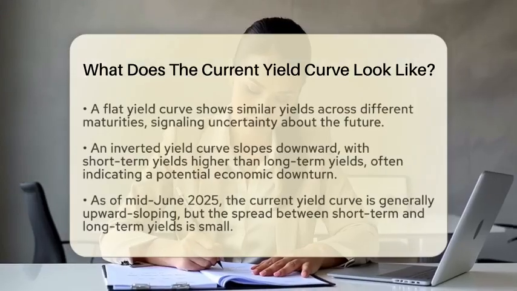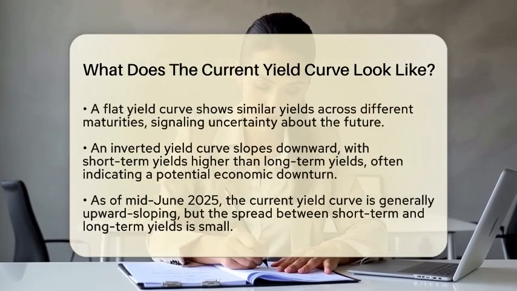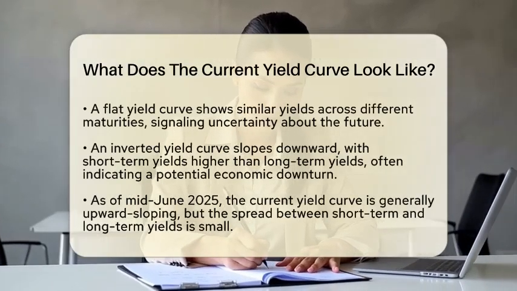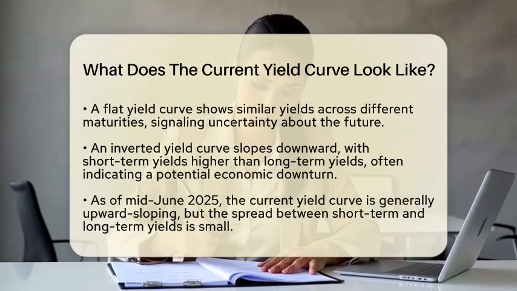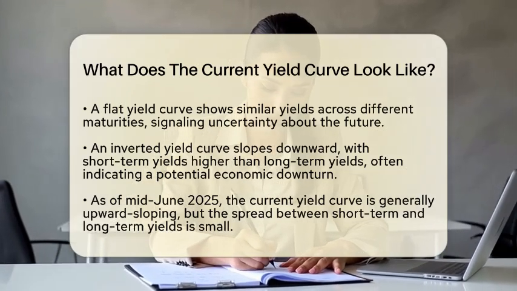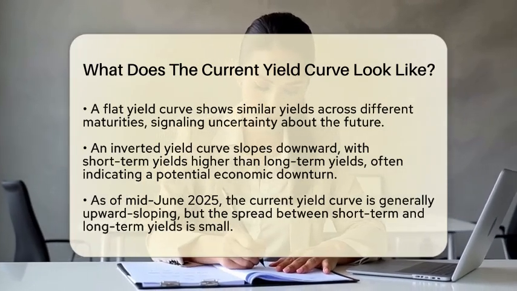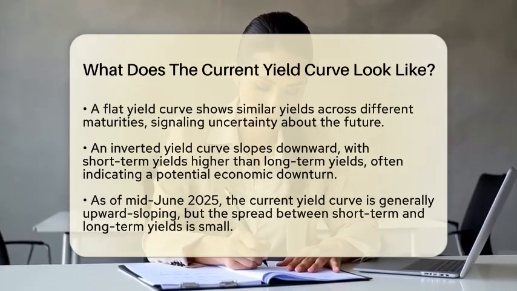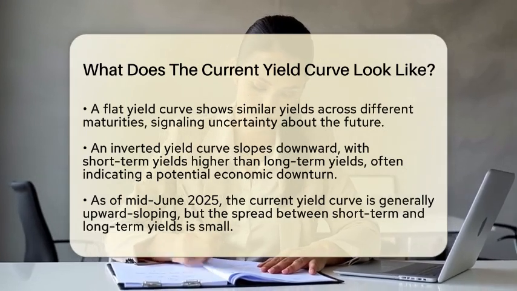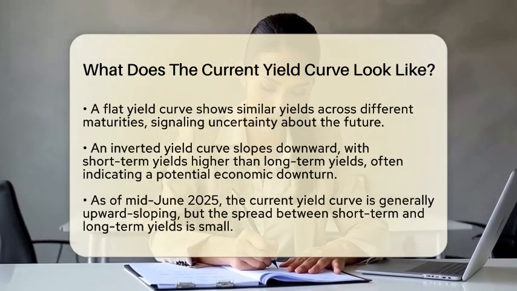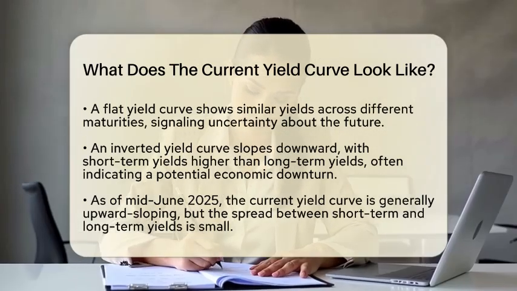A flat yield curve occurs when yields are similar across different maturities, often signaling uncertainty about the future. An inverted yield curve slopes downward, meaning short-term yields are higher than long-term yields, which can indicate a potential economic downturn. Now let's discuss the current yield curve.